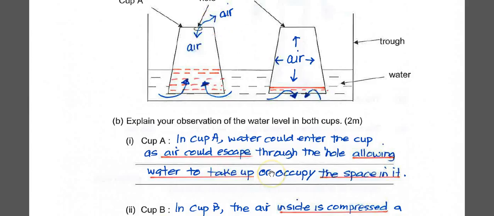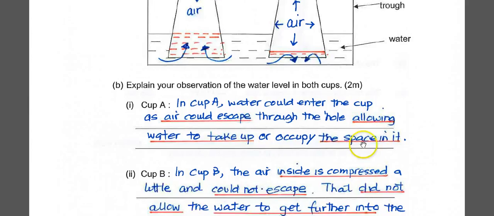Now next, in cup B, the air inside is compressed a little and could not escape, so it stays there. There's no hole for it to run. Because it stays inside, it did not allow the water to get further into the cup.